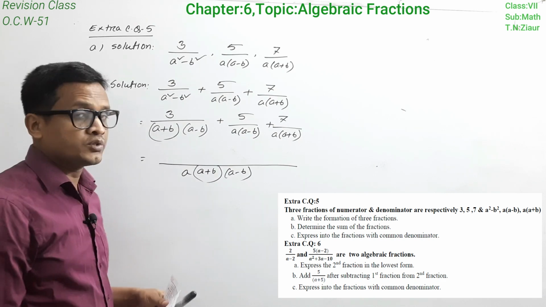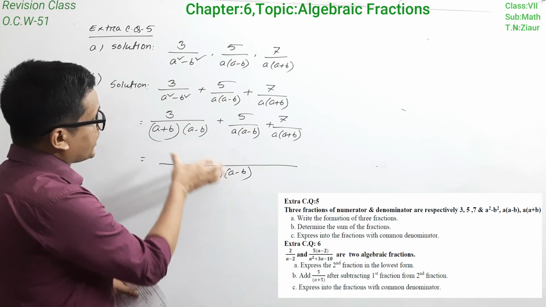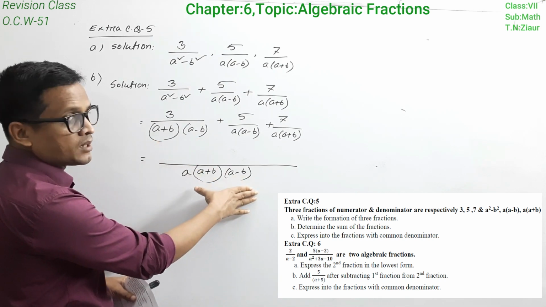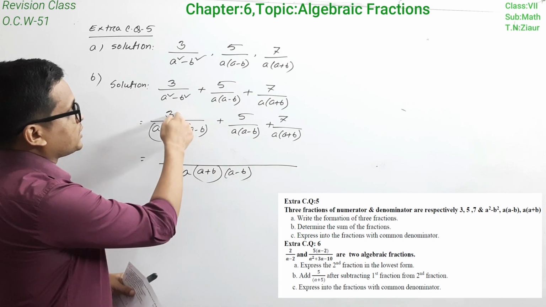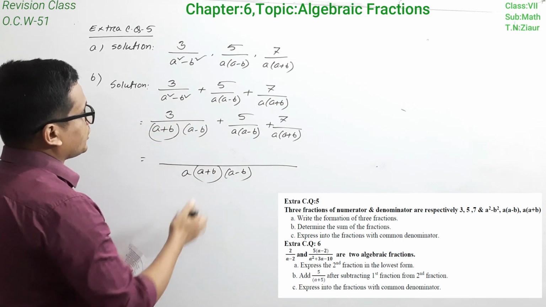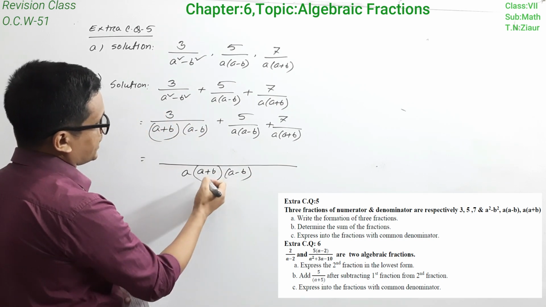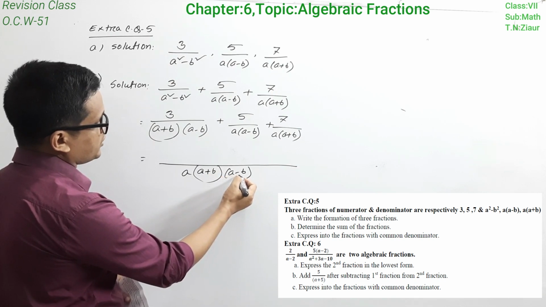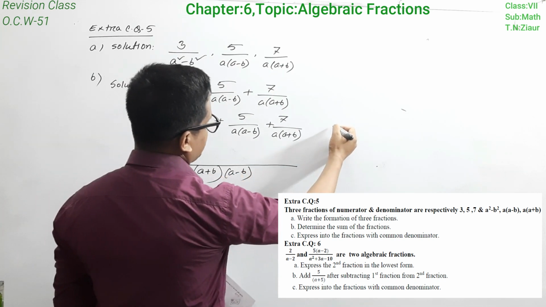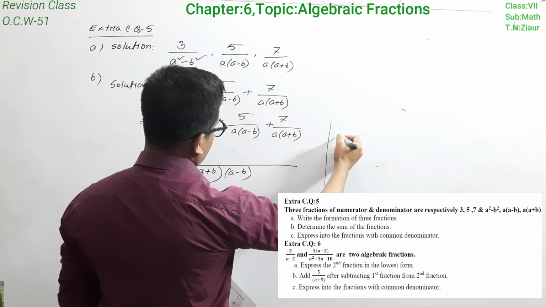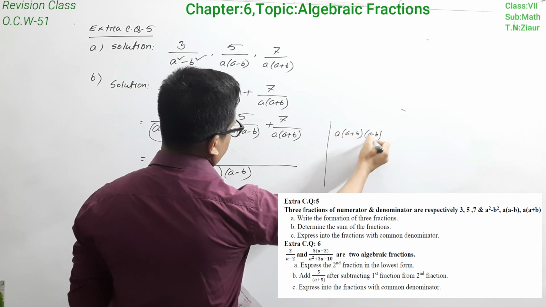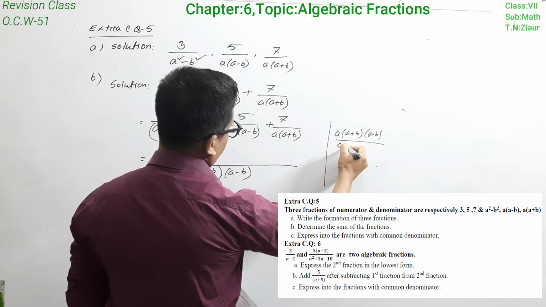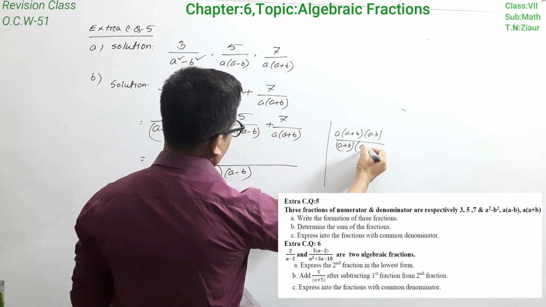So students, now what will you do? We have to divide the LCM by the denominator. After getting the quotient, that one we have to multiply by the numerator. So now, a plus b and a minus b, if I divide, what will it be? Just let me show one. So this one is the LCM, a into a plus b and a minus b, then divided by a plus b and a minus b.